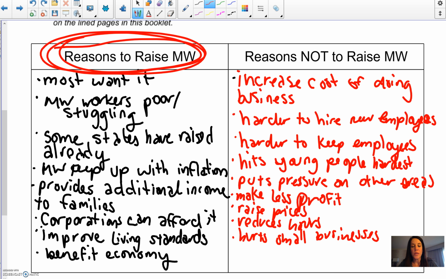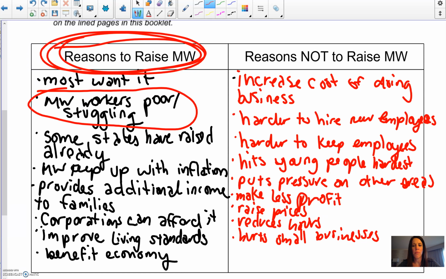primary supports. So when I look at this, one of the biggest things that I kind of saw over and over again is that the minimum wage workers are poor or struggling, and nobody should have to live like that. Okay, that point was made by President Obama.